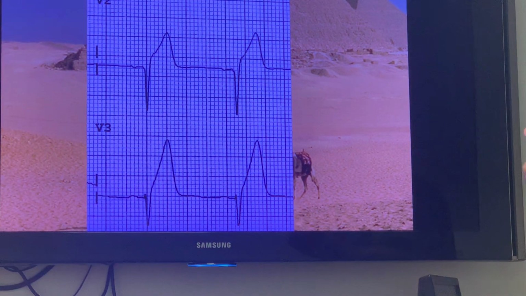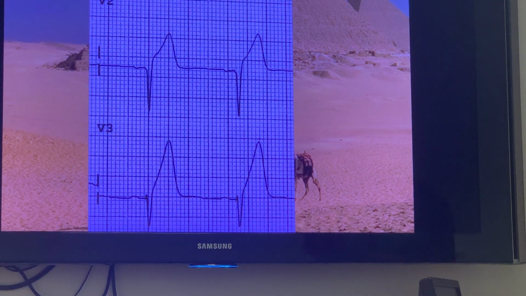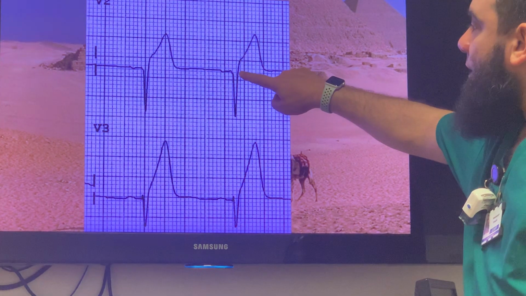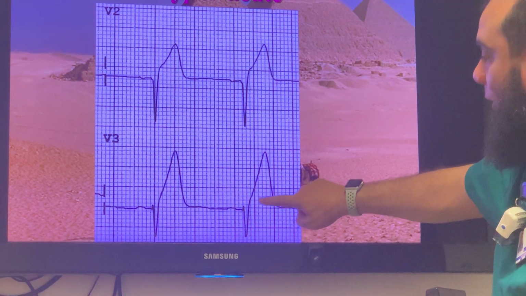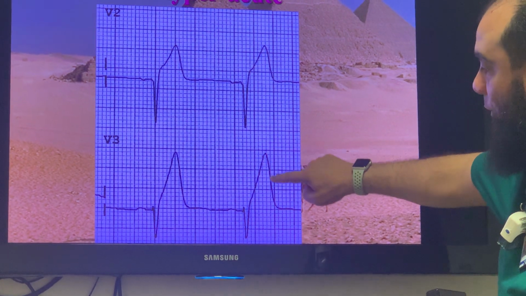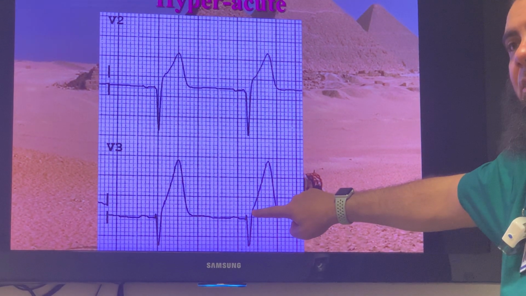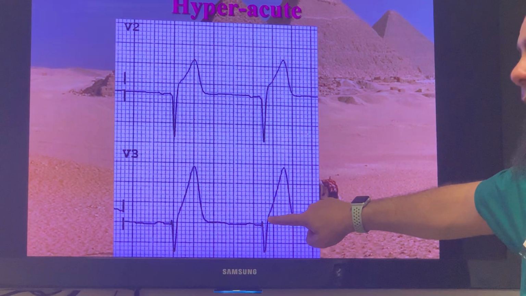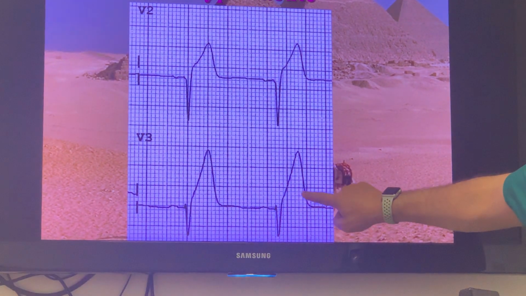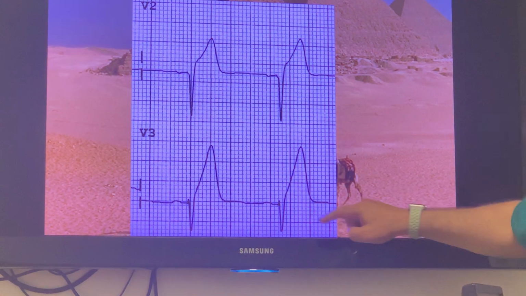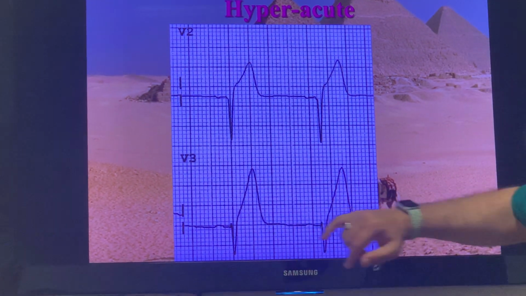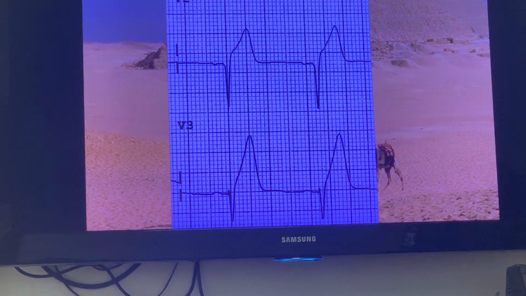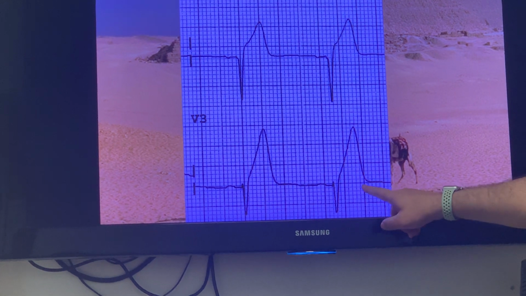Hyperacute. It is the MI picture. So can you see the ST? The T wave, can you see that? How it came? The ST segment disappeared, maybe, and it came directly to the T wave. It is how the hyperacute T wave looks. It is the initial changes of MI.